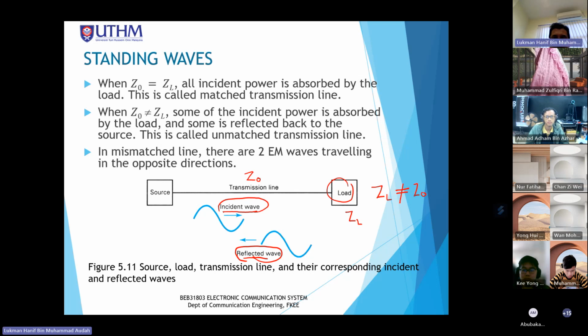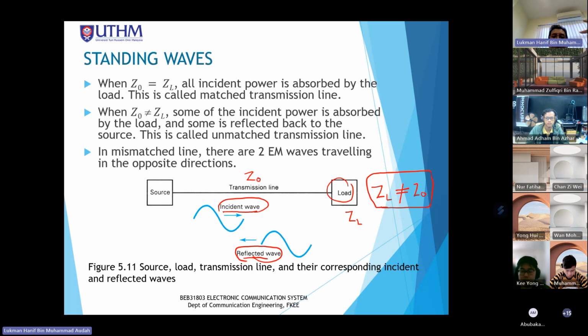Okay, so you see that standing wave only happens when the load impedance is not equal to the characteristic impedance. If the load impedance is equal to the characteristic impedance, that means there's no standing wave. Okay, so standing wave happens due to this imperfection. If ZL, the load impedance, is not equal to the characteristic impedance, then the standing wave will happen.